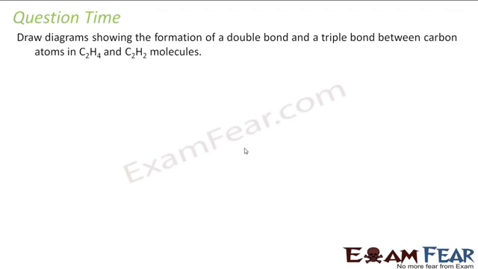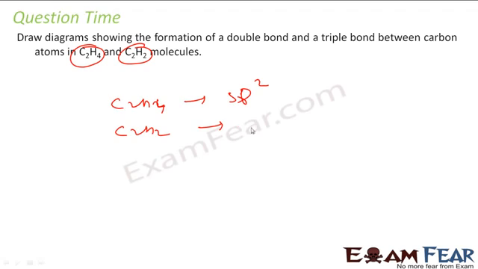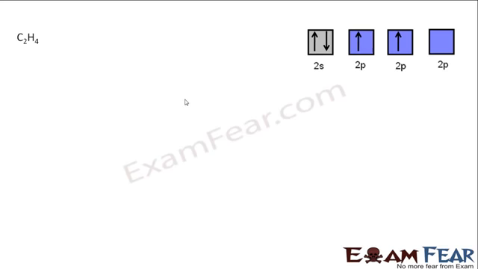So you have to explain the formation of double and triple bond in C2H4 and C2H2. In C2H4 we have sp2 hybridization, and in C2H2 we have sp hybridization of carbon. So let's see this with this diagram. So I have this C2H2, I have this carbon. In carbon I have this 1s2, 2s2, 2p2, right? Carbon atomic number is 6.